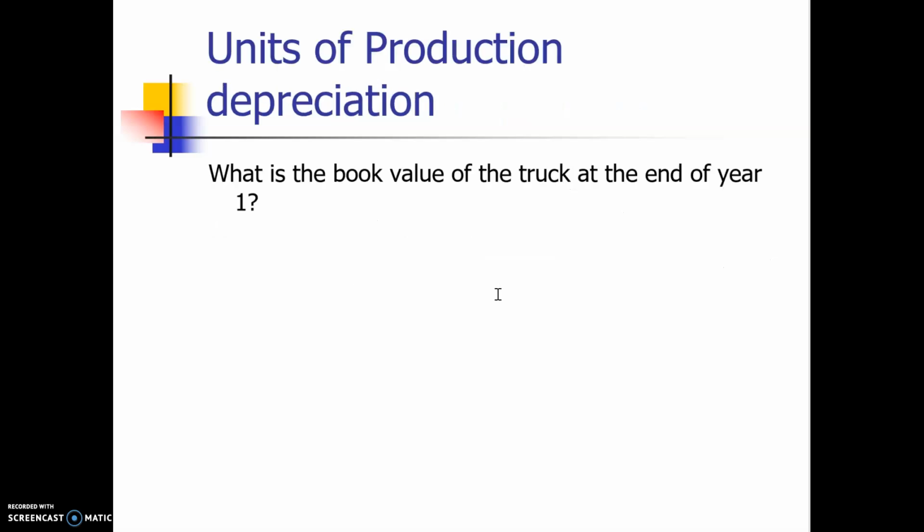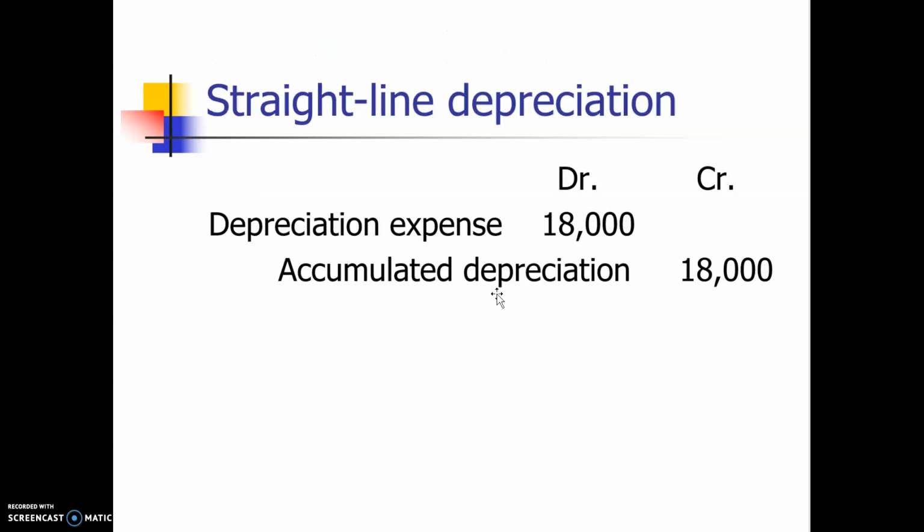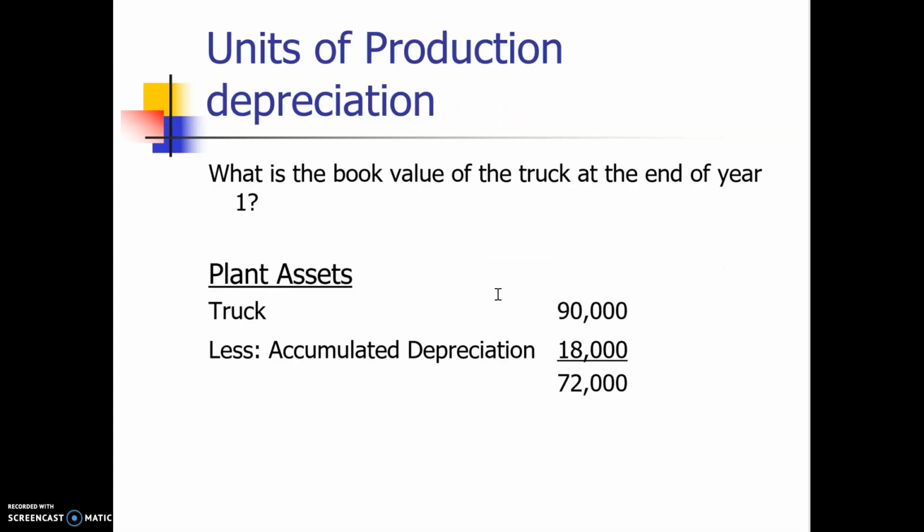So what's the book value of the truck going to be at the end of year 1? Well, we've made this journal entry, debit depreciation expense. 18,000 is reported on the income statement under operating expenses. Accumulated depreciation gets credited. So our book value will be the truck's cost of 90,000 minus the accumulated depreciation of 18,000. 72,000 will be our book value.